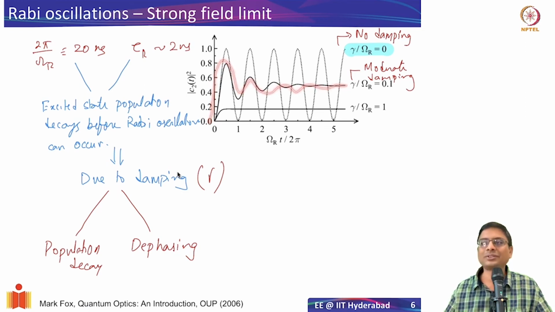This is oscillation of populations. So if I look at the probability, this is C2. That means the excited state probability is going to vary initially, but overall it is damped.